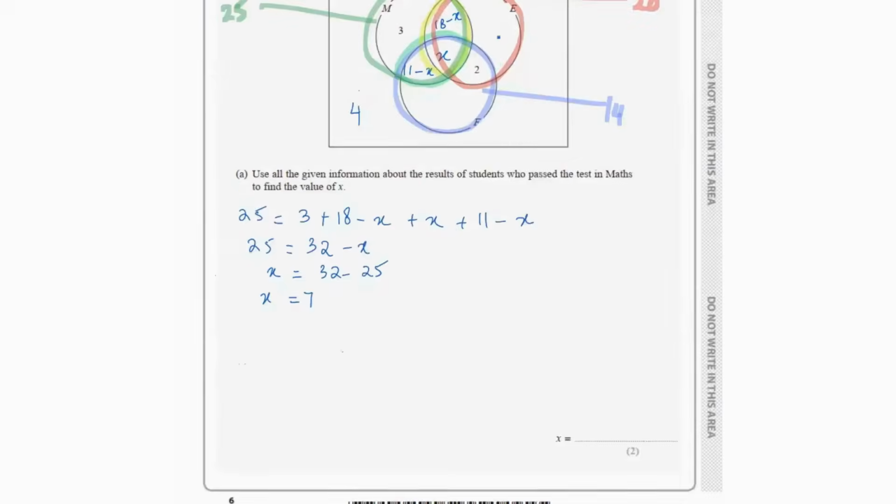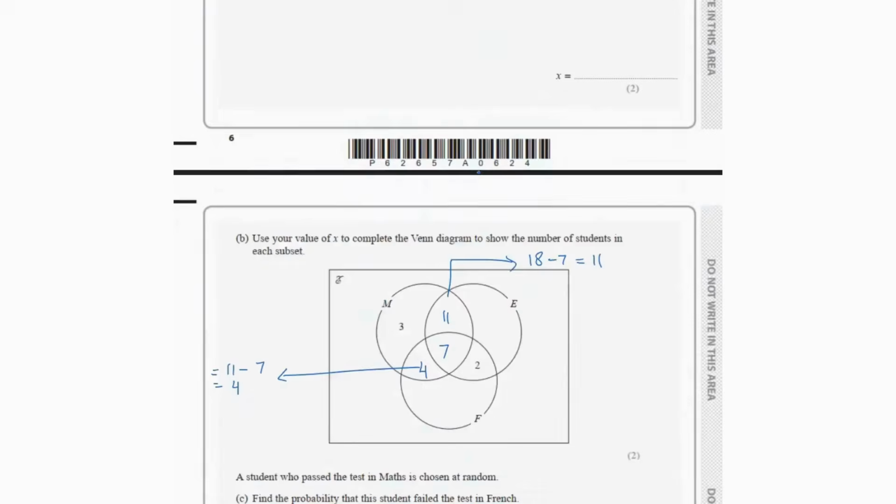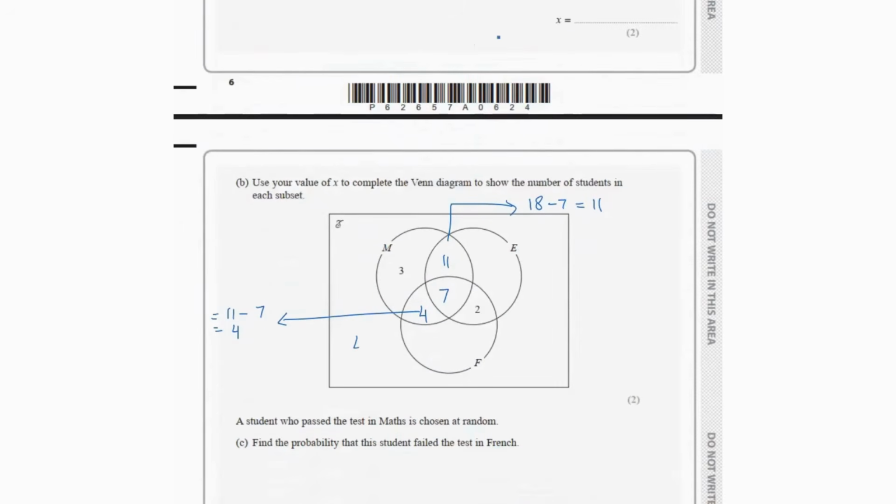Then we know that this entire circle is 14. 4 was outside. So for French, it would be 14 minus 4 minus 7 minus 2. This would give us just French. So just French is going to be 14 minus 4 minus 7 minus 2. That is 1. So just French is only 1.